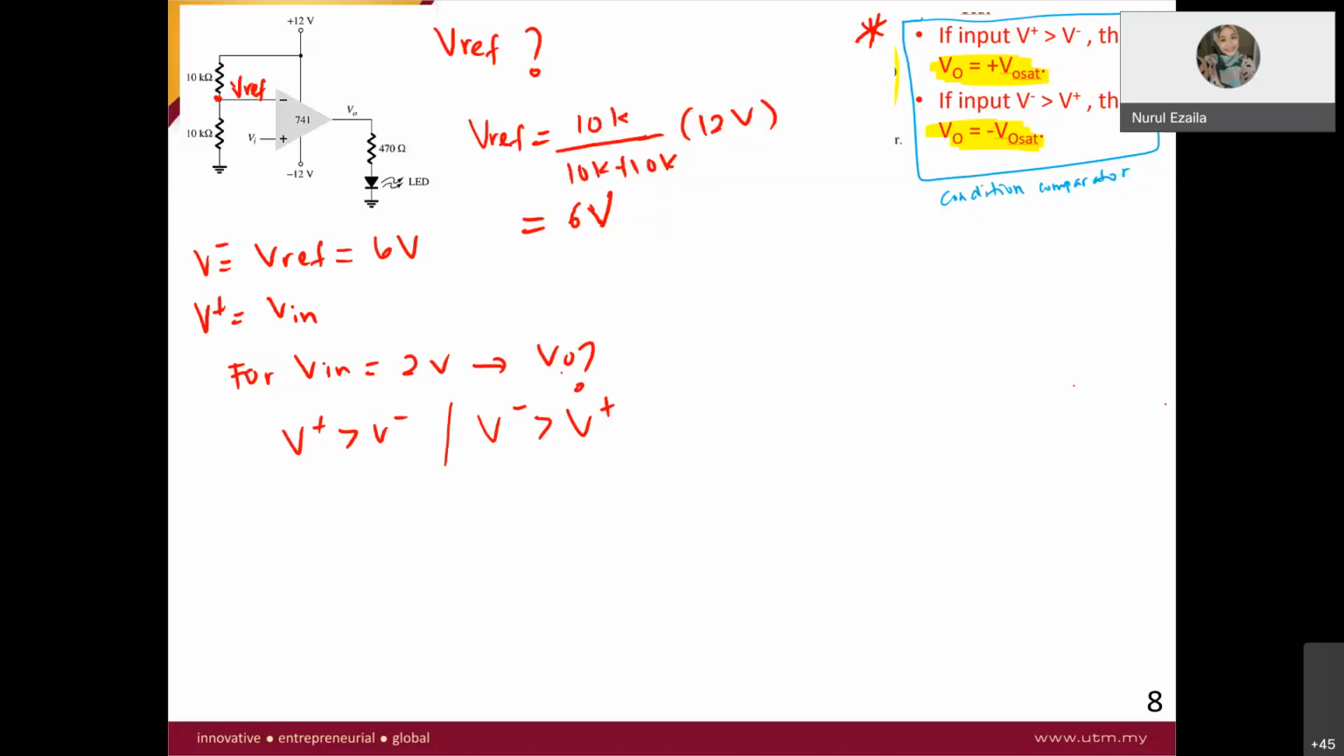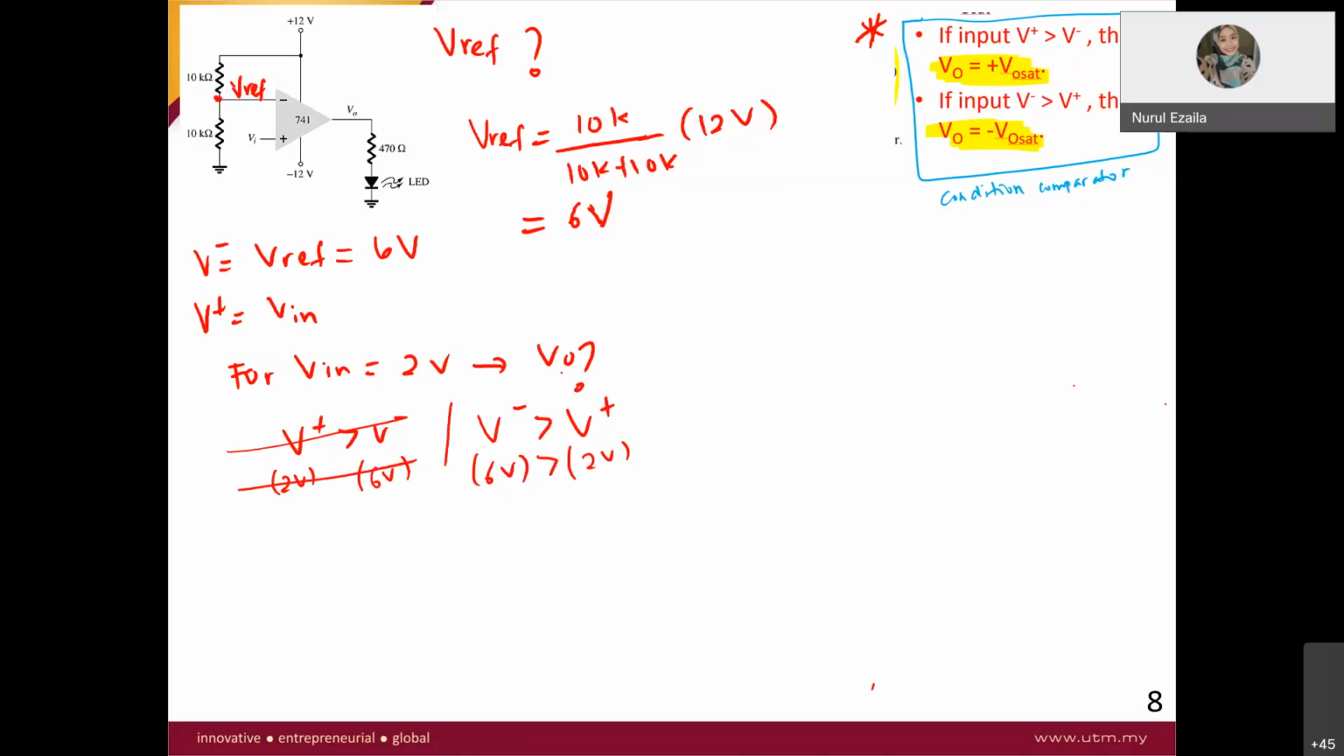So your V reference is V negative, which is here 6 volt. Your V plus, which is your input, V input, is 2 volt. So which condition is correct here? The left one or the right one? Right one. Correct. So the right one. So this is the wrong condition.